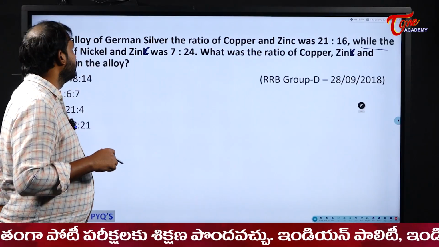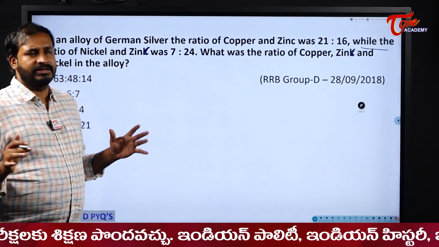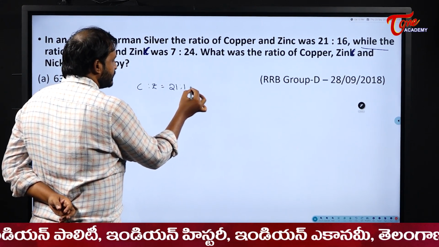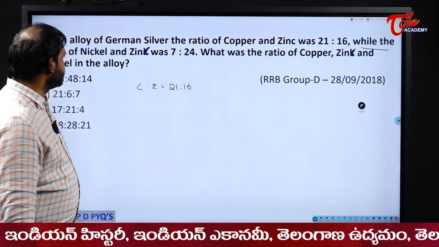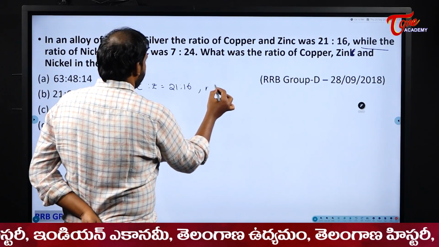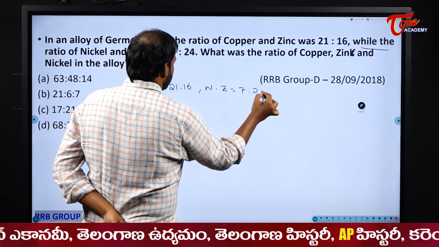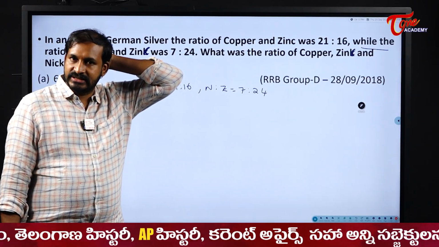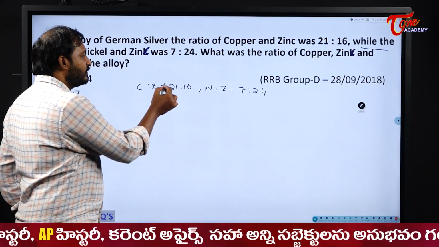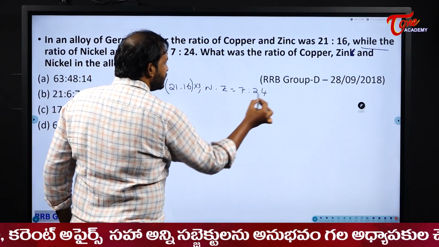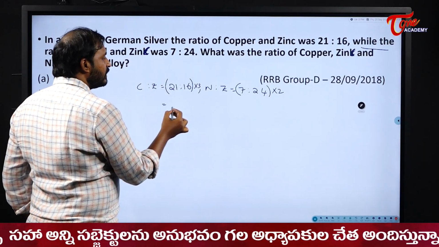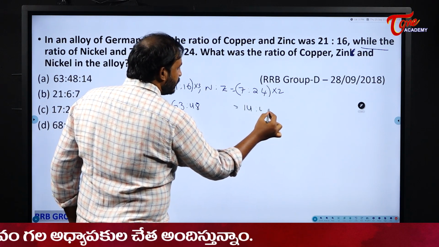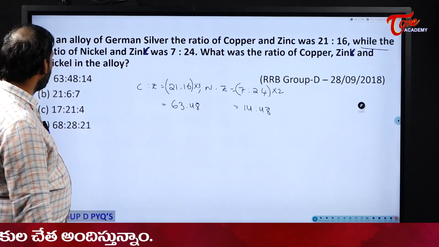Now see here, all three together. They are telling that copper and zinc is 21:16, while nickel and zinc is 7:24. So zinc here is how many parts? 16 parts. Zinc here is how many parts? 24 parts. 16 parts and 24 parts. So now what do I need to do? I will multiply this one with 3 and this one with 2. So it will become 63:48, and this becomes 14:48.